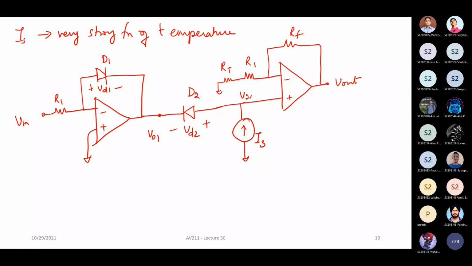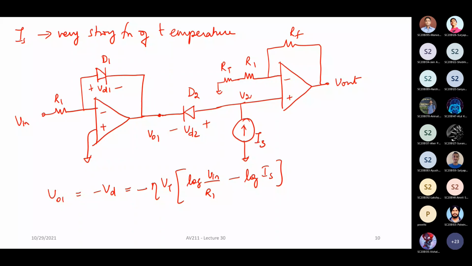Now we already know what is V01. It is minus of VD, which is nothing but minus of VT times, so let us just include this eta also, so that it is generic across all diode types. So let us say this is eta times VT multiplied by log of V in divided by R1. Okay, you have two R1s here. Fine, I think we are intentionally doing it like that. So V in by R1 minus log of IS.